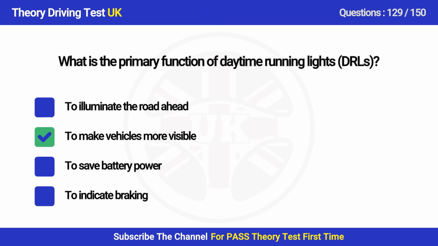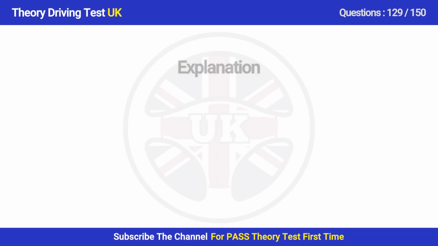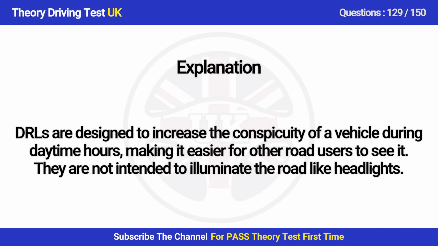Answer is B. To make vehicles more visible. They are designed to increase the conspicuity of a vehicle during daytime hours, making it easier for other road users to see it. They are not intended to illuminate the road like headlights.